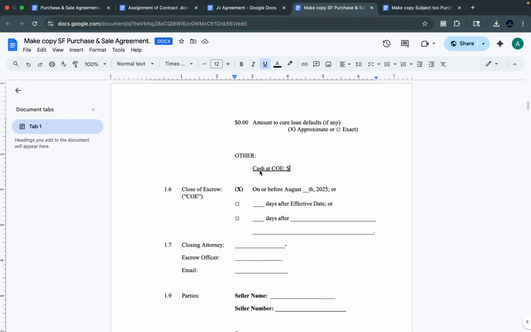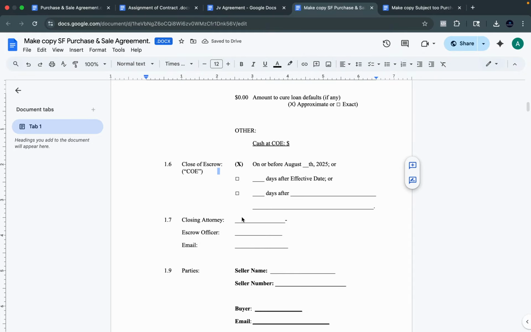Close of escrow, all that means is when the deal is closing, right? So here you just put the date. If it's December 31st, 2025, you put that. January 1st, whatever the case may be, you put it here. And then 9 times out of 10, you don't necessarily have to worry about these here. Closing attorney, right? This is pretty much who you're closing the deal with.